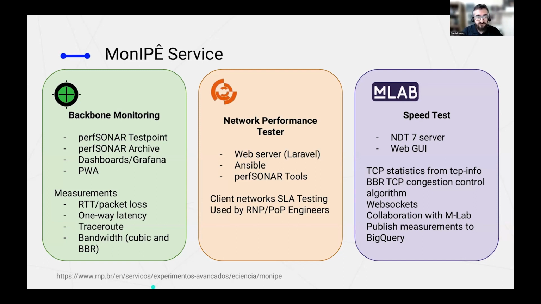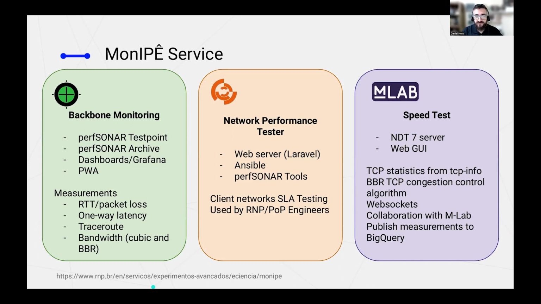We're running all kinds of tests, mainly RTT and packet loss, which are used by engineers here at RNP to see how the quality of the network is running. We also run one-way latency, traceroute, and bandwidth. There we have a dedicated network interface in each of the deployments to run both CUBIC and BBR bandwidth tests.